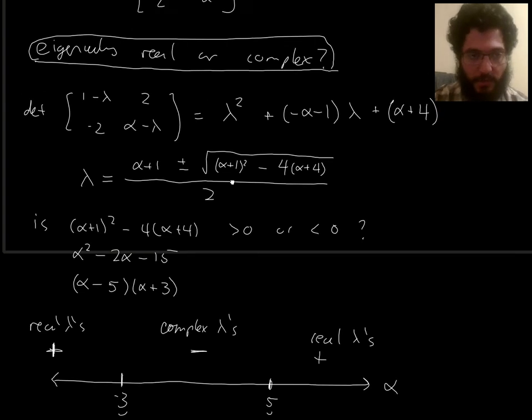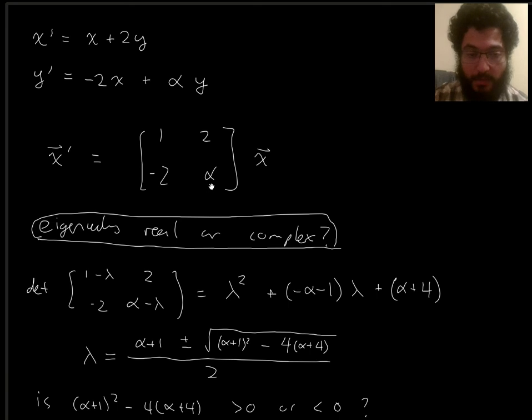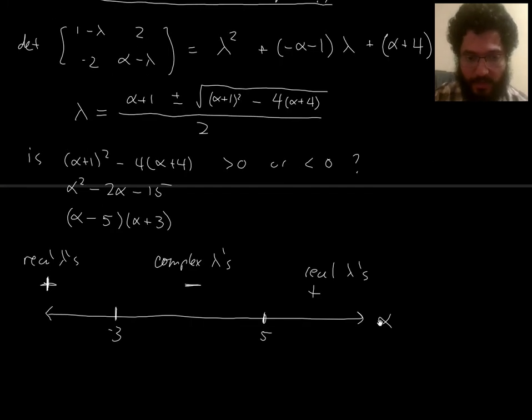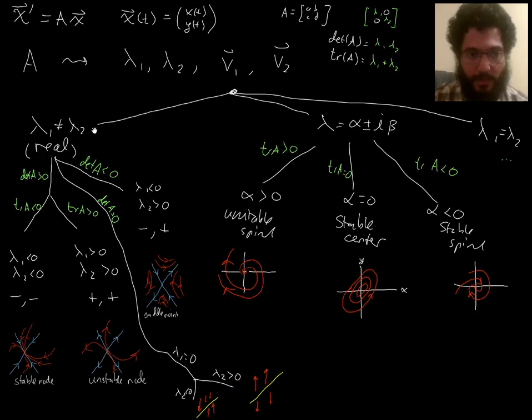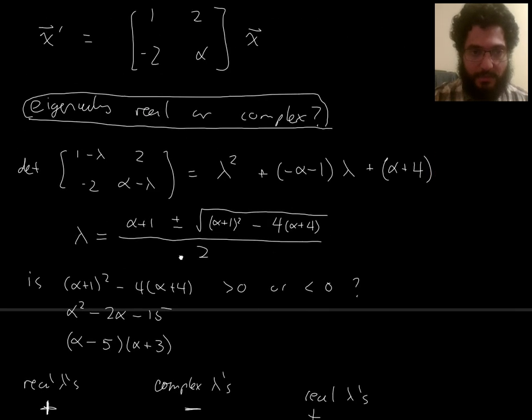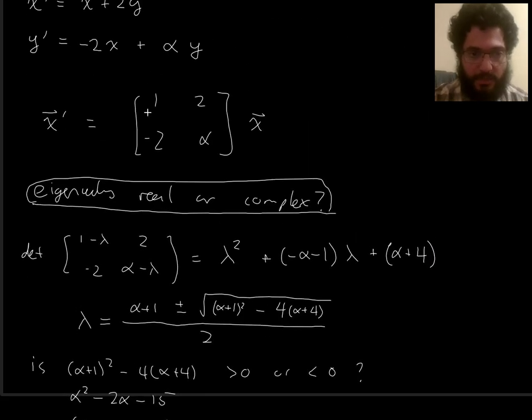Okay, so for our original differential equation, depending on the value of alpha, whether it's less than negative 3, bigger than 5, or in between, you might be on this branch here, one of these possibilities, or on this branch here, one of these possibilities. Well, let's look at the determinant and trace to figure out which sub-branches we can possibly be on. So let's start with the determinant. What's the determinant of this matrix? The determinant of this matrix is alpha plus 2.